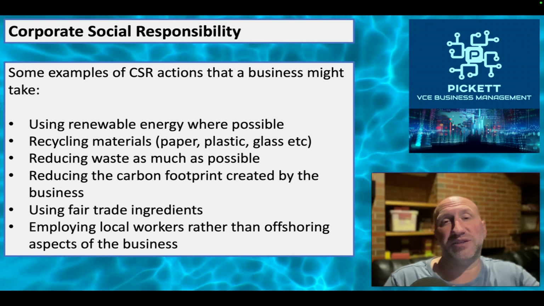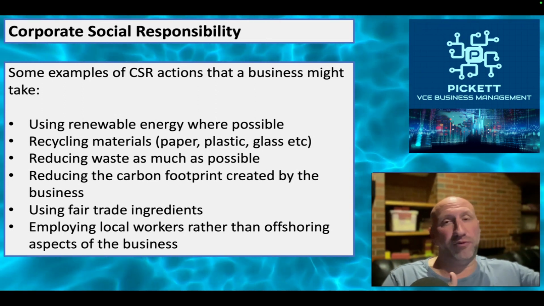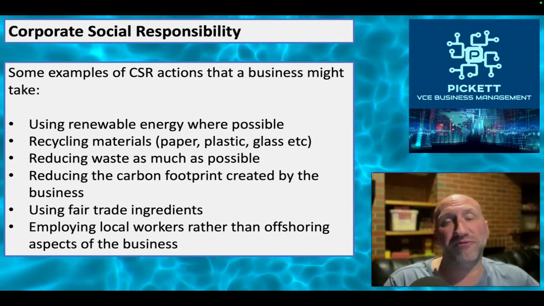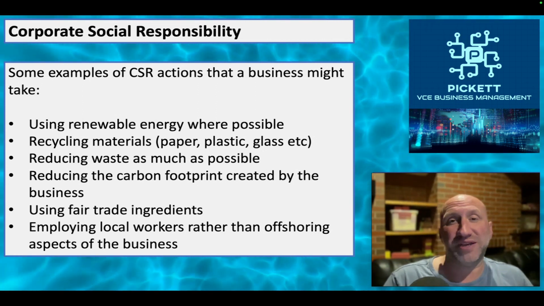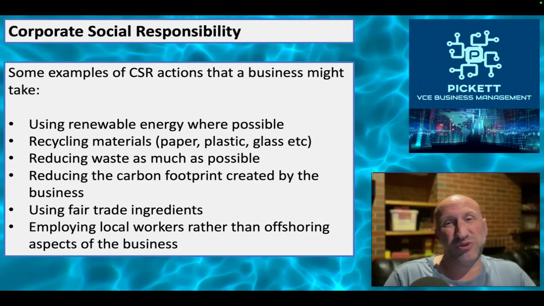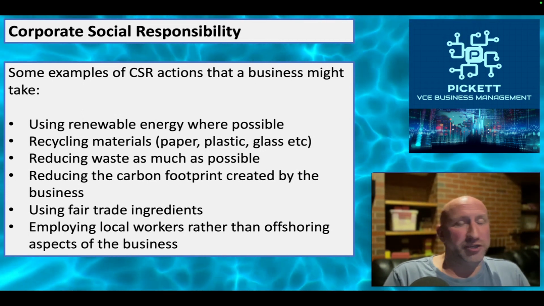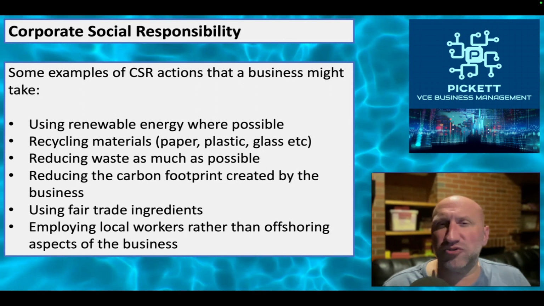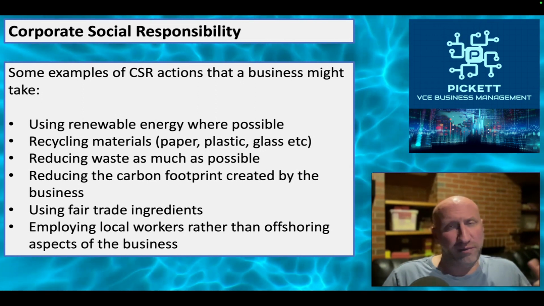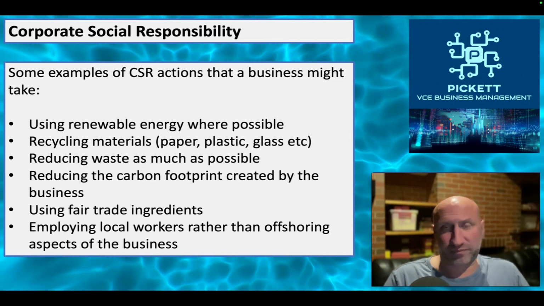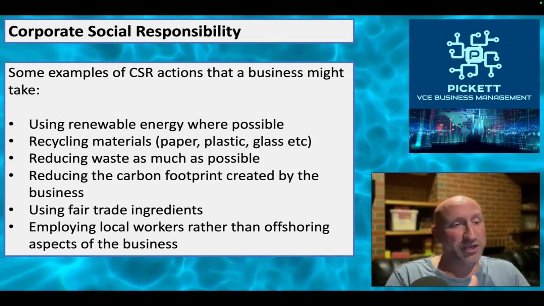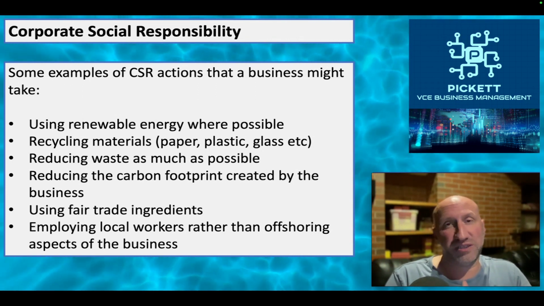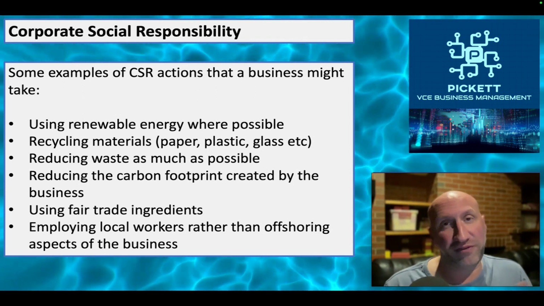It could be from getting their suppliers from closer to the business rather than further afield, because then there's less of a carbon footprint being created in the delivery of those resources, anything like that. Using fair trade ingredients, fair trade, the coffee industry, the chocolate industry are two that focus quite heavily on that. And the branding of businesses that do use fair trade ingredients tends to be quite heavily focused. The marketing tends to be quite focused on the fact that they are fair trade.